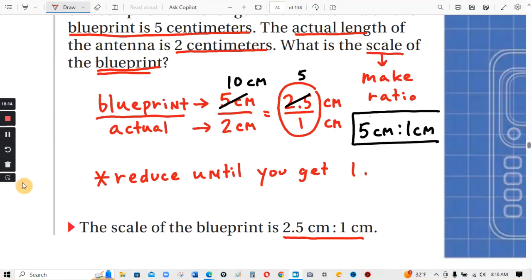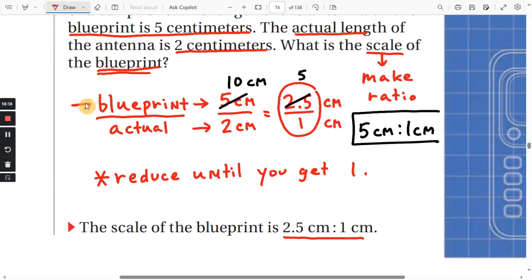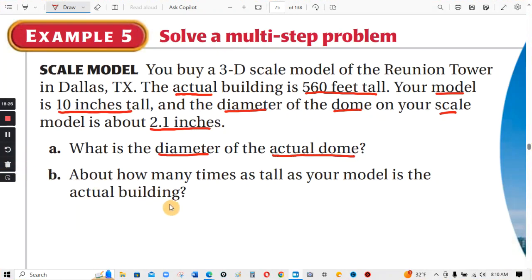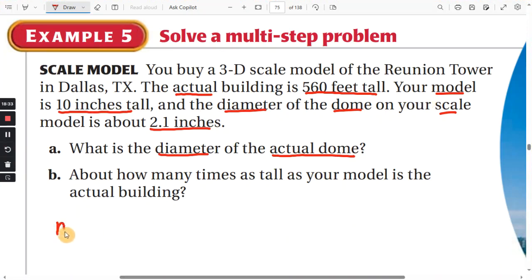So remember in the previous example, we did the blueprint in the numerator and the actual in the denominator. So let's stick with that. All right, in this case, we don't have a blueprint, but we have a model. So I am going to put the model in the numerator. And then on the denominator, I'm going to put the actual length.